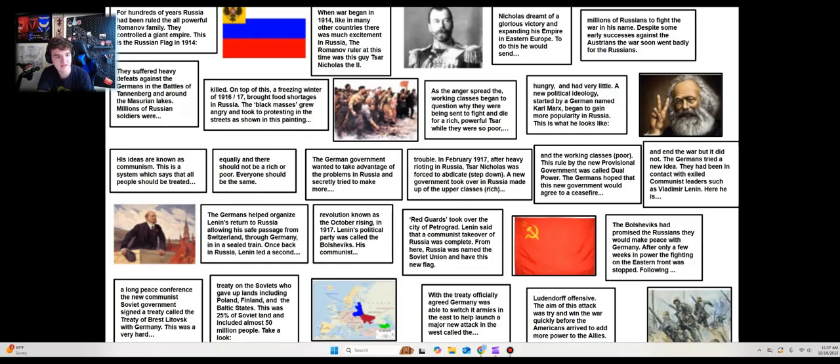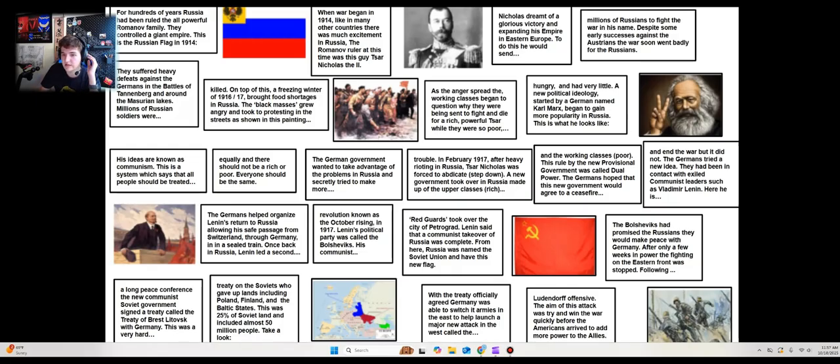The black masses grew angry and took to protesting in the streets, as shown in this next painting. As anger spread to the working classes, they began to question why they were standing to fight for a powerful tsar while they were so poor, hungry, and had so little.